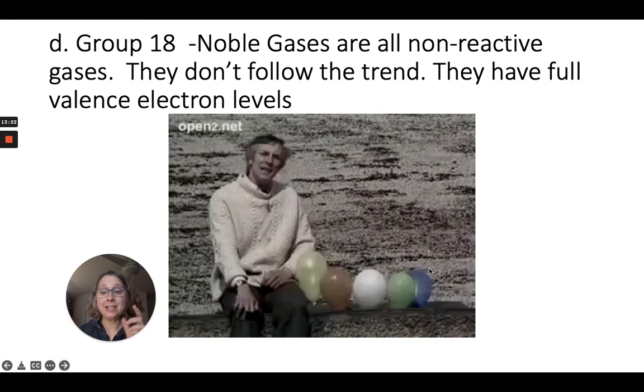All right, last group that you need to know is group 18. They're called the noble gases. We've talked about this when we were talking about electron configuration. Noble gases are all non-reactive gases. They don't follow a trend of reactivity because they're not reactive. They have full valence electron levels, which means they are not inclined to react. Elements react with their valence electrons in order to achieve a full valence electron level, and noble gases don't need to do that.